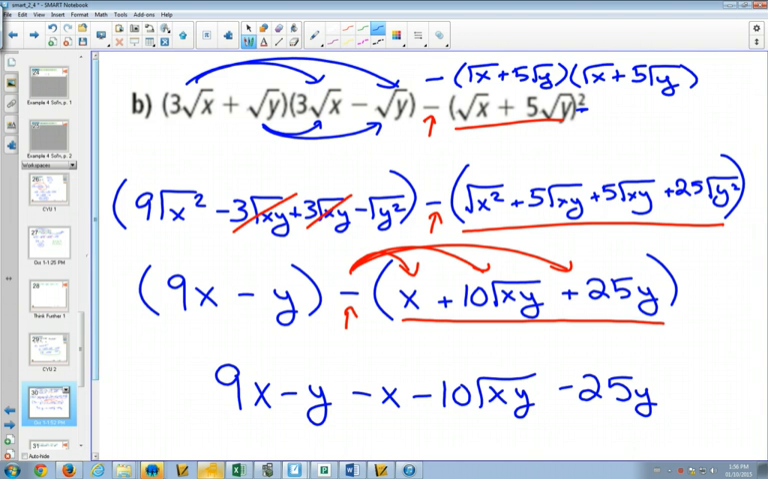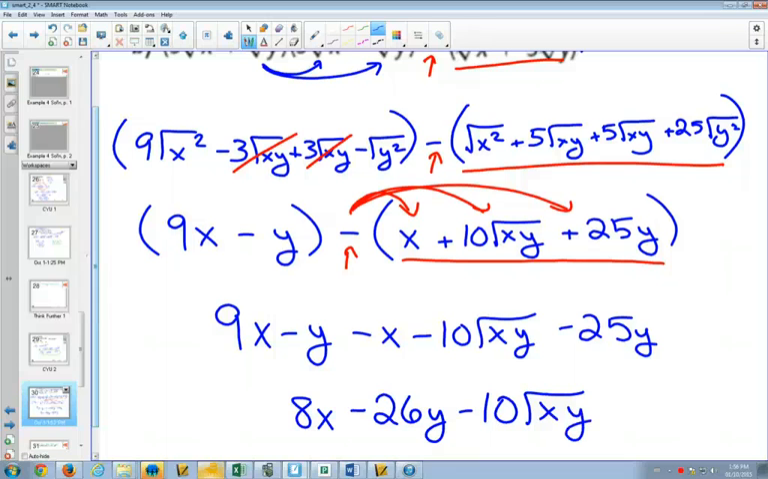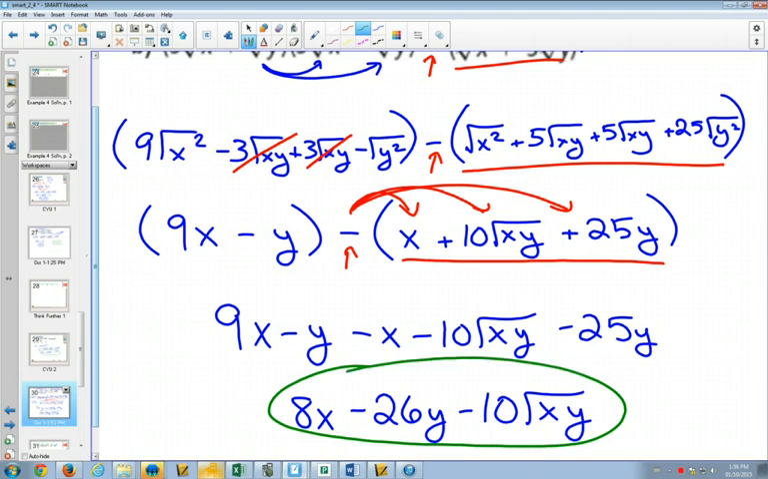Now do I have any like terms? 9x minus x will be 8x, negative y minus 25y will be negative 26y. And I have minus 10 root xy. I check, I don't have any more like terms. My radical can't be simplified any further, and I have no like radicals, so I know that I'm done.